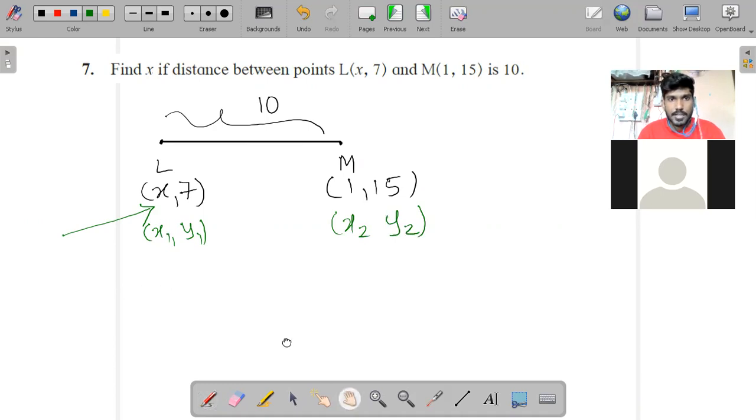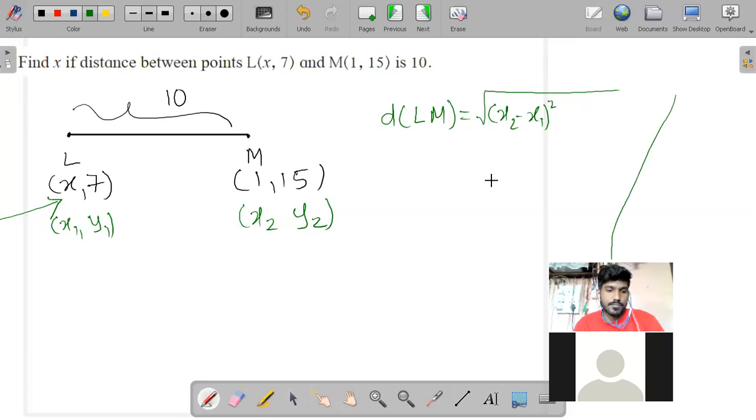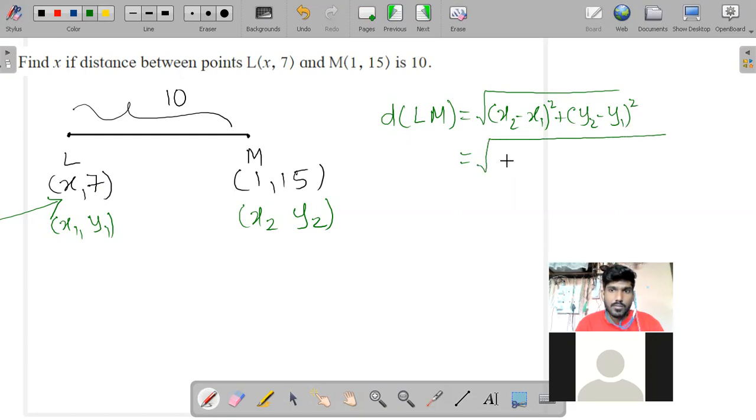When you use distance formula, distance LM will be equal to the square root of (x2 minus x1) the whole square plus (y2 minus y1) the whole square. Now we substitute the values. Tell me now x2 and x1. 1 minus x, (1 minus x) the whole square plus (15 minus 7) the whole square.